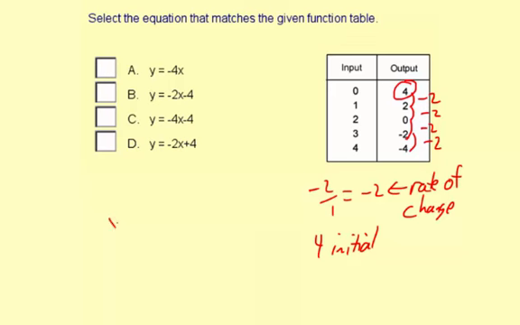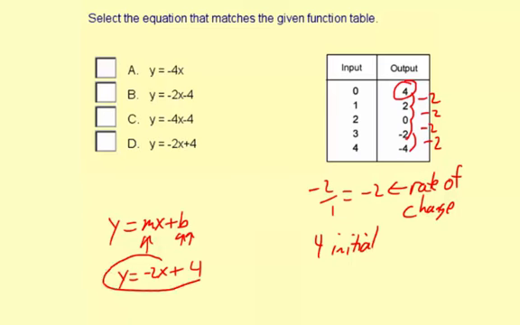So the general equation for a linear function is y equals mx plus b, where m is the rate of change and b is the initial amount. The rate of change we found is negative 2, so it would be y equals negative 2x, and then plus the initial amount, which is 4. So y equals negative 2x plus 4 is the equation that matches the function table. And that would be D right here.